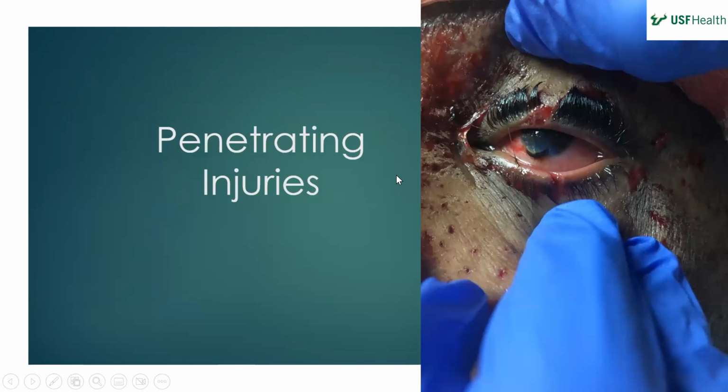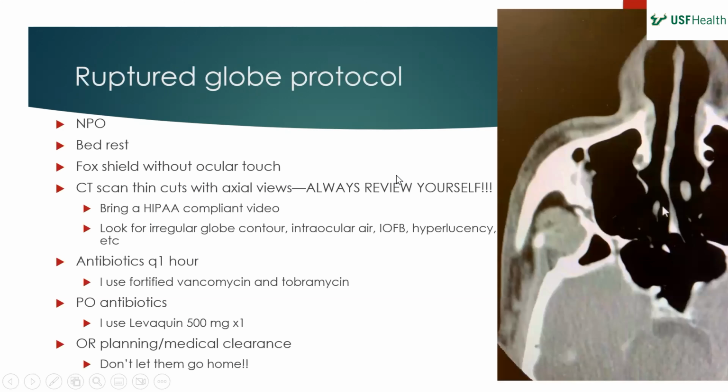So penetrating injuries, I'm not going to go through the surgical steps. We don't have quite enough time, but I just put in my ruptured globe protocol. NPO and bed rest is important. Usually these patients don't want to get up, but once in a while they do. So a Fox shield is important. You don't want them to be manipulating their own globe to see what's going on there.